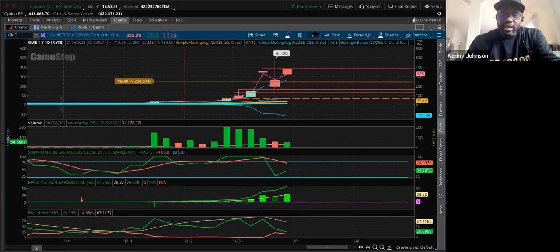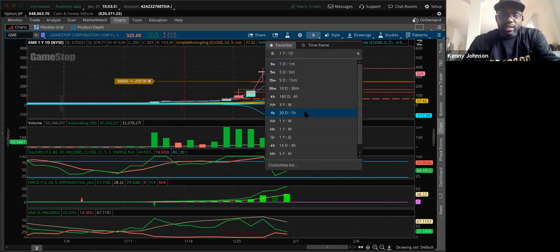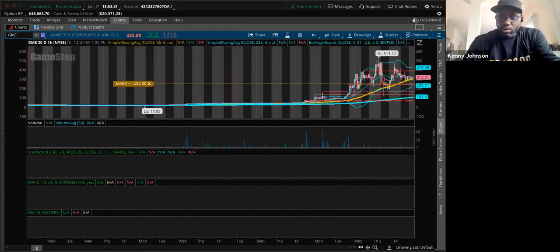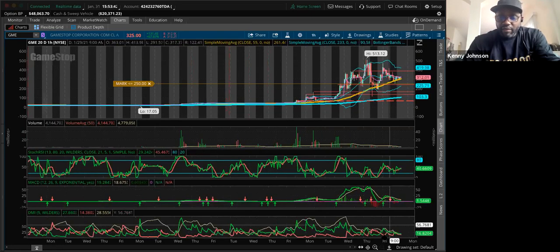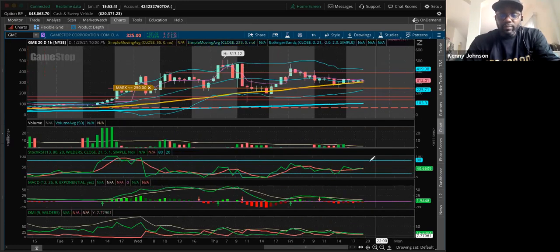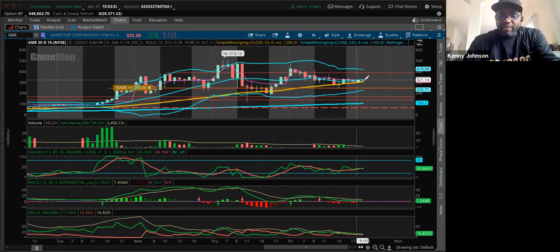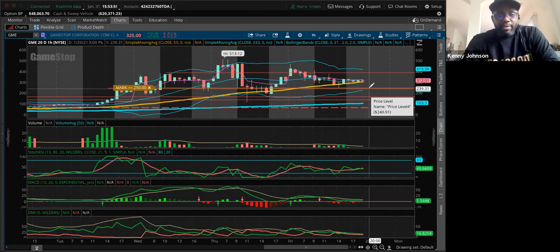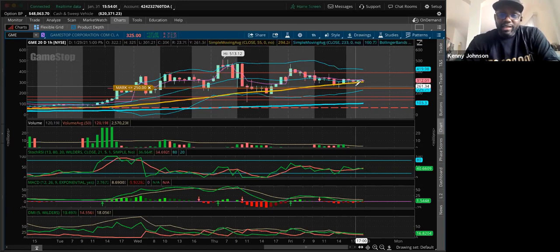Now, let me see if we can look at what after hours did on Friday afternoon. Okay, so it's still maintained, because that 325 is what it closed at 4 o'clock. This is what it did after hours. So we'll see this again at 4 o'clock in the morning and start seeing what the open is going to be for GameStop, because it might be some more downward pressure. Because that's not even the high, the high was $513. That's crazy.